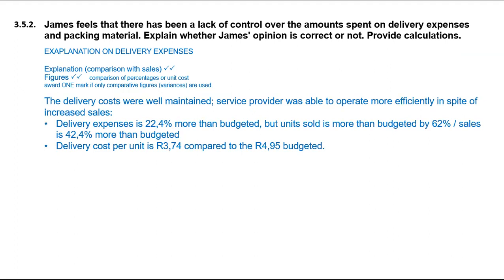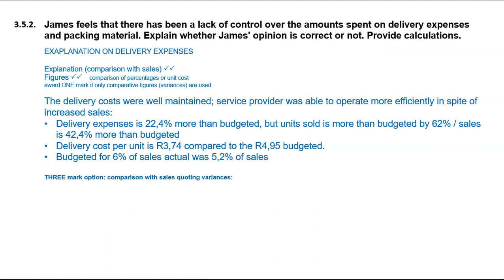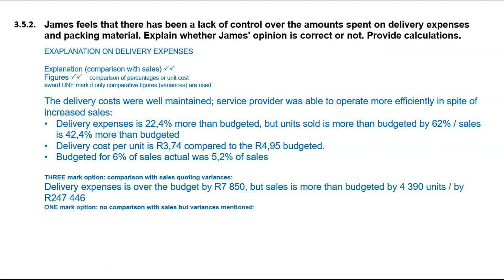Budgeted for 6%. So delivery per unit, guys, you just take your delivery cost and divide it by the number of units that you sold. Okay, because it's based on the number of units sold. Budgeted 6% of sales, actual was 5.2% of sales. So please note that it wasn't really that bad. And then they gave you options here.